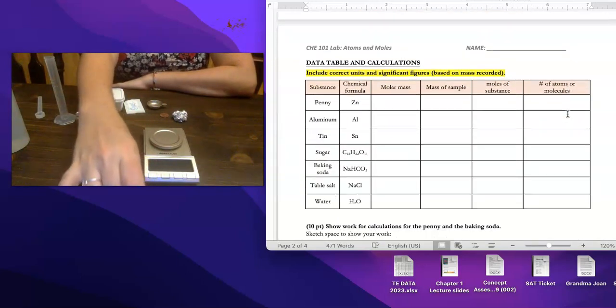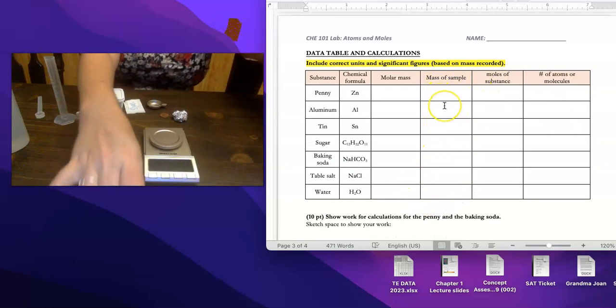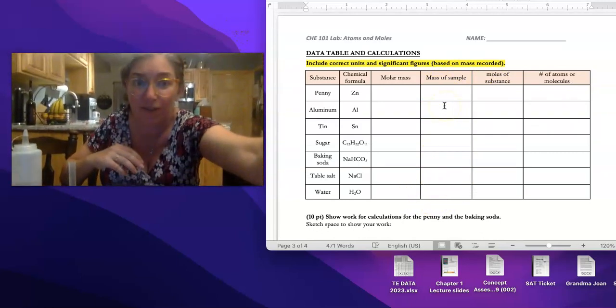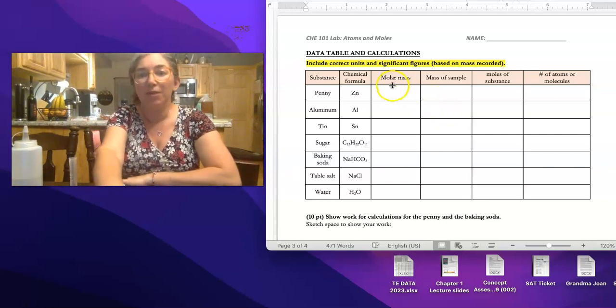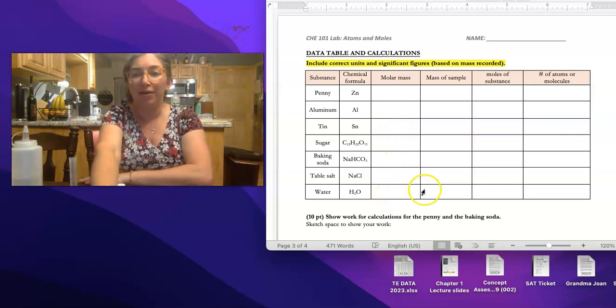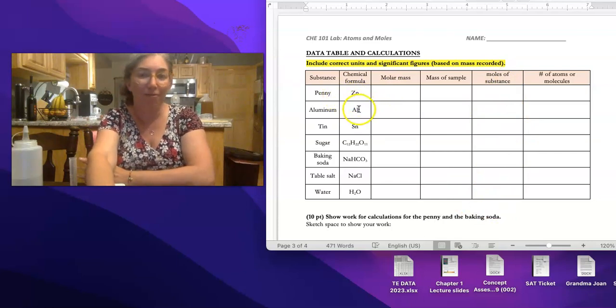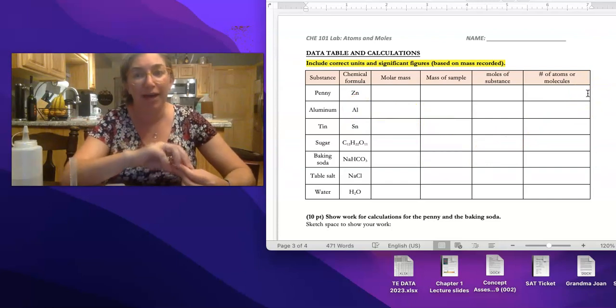So you will record those masses in this table exactly as they appear on your scale, all of the digits on the scale. And you will also fill in the table with the molar masses of all of these substances, these 3 elements and these 4 compounds. And then you will do some math calculations to calculate how many moles you have of zinc in the penny and of aluminum in that foil ball, and so on and so forth. And then also how many atoms you have.